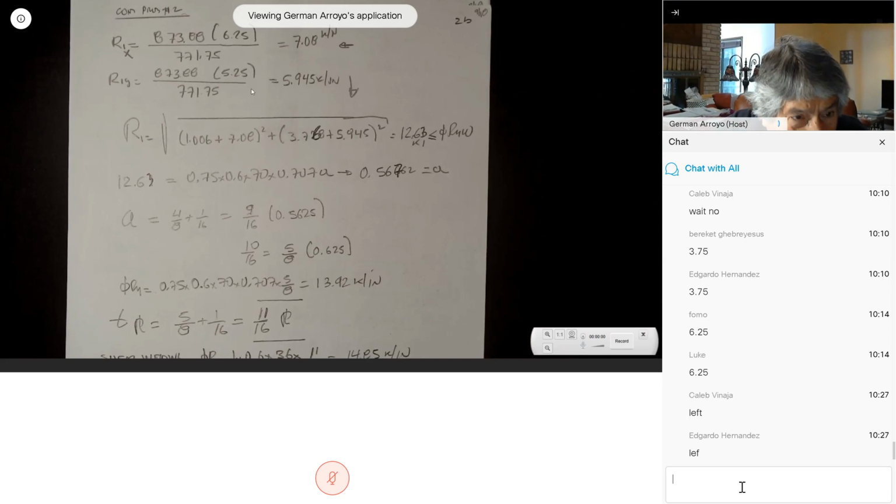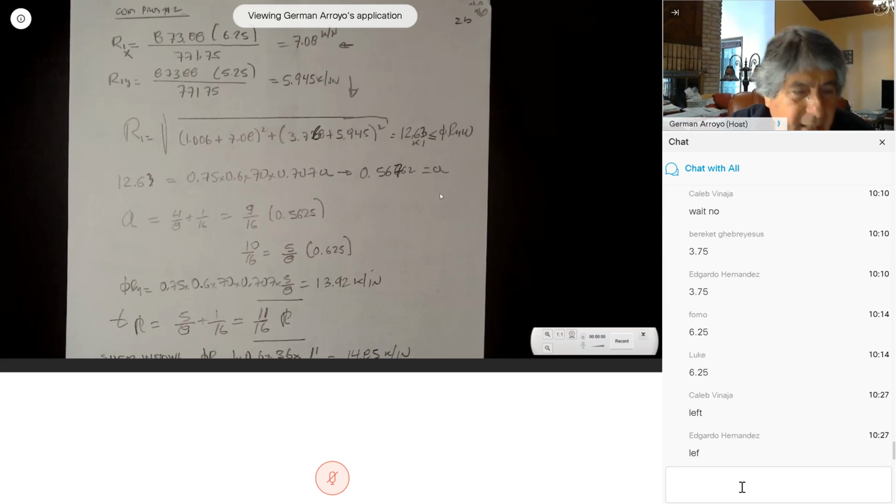I have found the resultant at point 1. All the components in x squared plus all the components in y squared give me 12.63 kip/inch. I need to find out the size of the weld. So I put 12.63 is equal to 0.75 times 0.6 times 0.707, and the weld comes up 0.57.